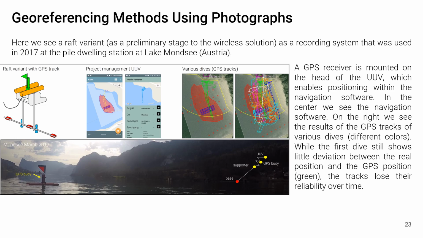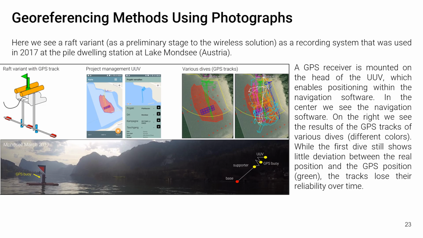Here we see a raft variant as a preliminary stage to the wireless solution as a recording system that was used in 2017 at the Pile Dwelling Station at Lake Mondsee in Austria. On the left, we see the raft variant used with various cameras and diving lamps on a boom for data recording. A GPS receiver is mounted on the head of the UUV, which enables positioning within the navigation software.